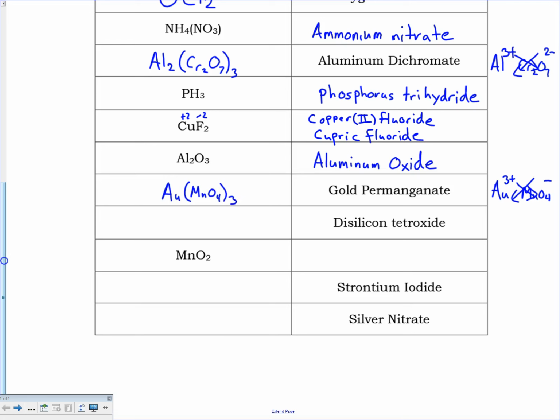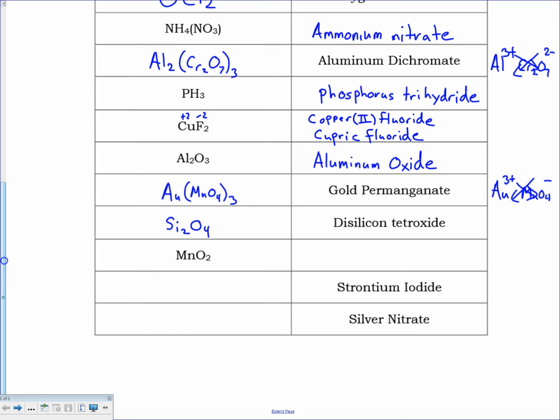Next one, disilicon tetroxide. So this one, the prefixes here should alert you maybe to the fact that you're talking about a covalent substance. Also, we've got silicon here, and we've got oxygen, both of those nonmetals. So disilicon says there's 2 silicons, so Si2, and then tetroxide. Tetra is 4, so that's saying 4 oxygens.